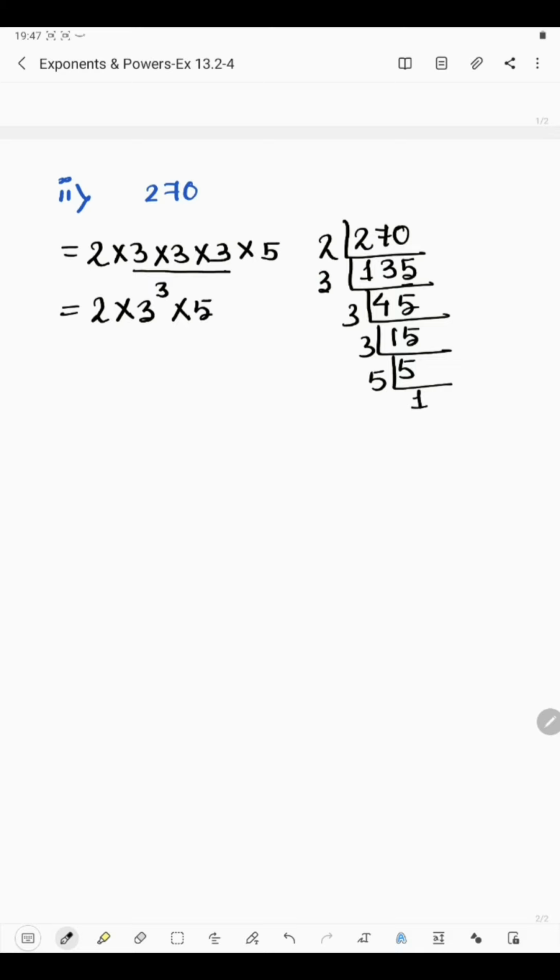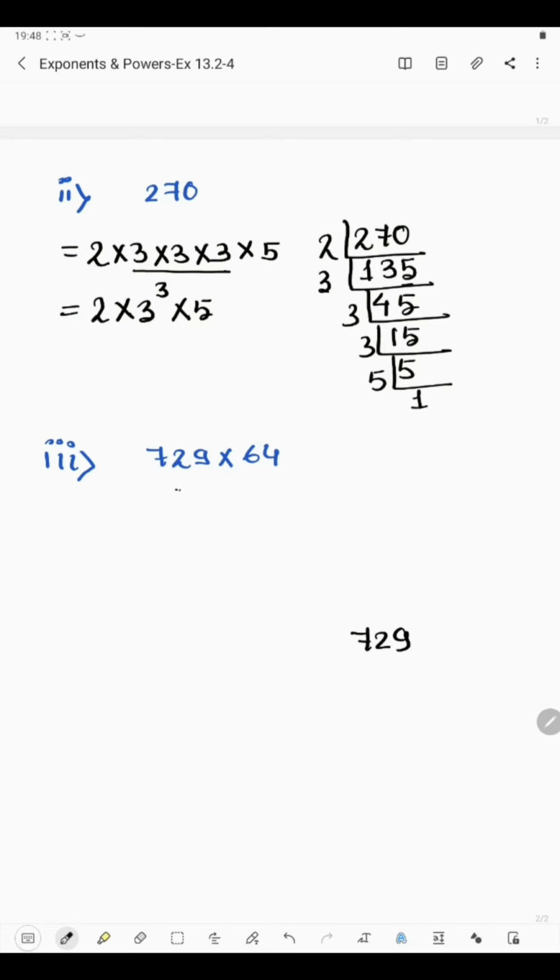Okay, so this is the answer of the second part. Now coming to the third part. In the third part we have two numbers, 729 multiplied by 64, and here we will have to find the prime factors. So let us start with 729.